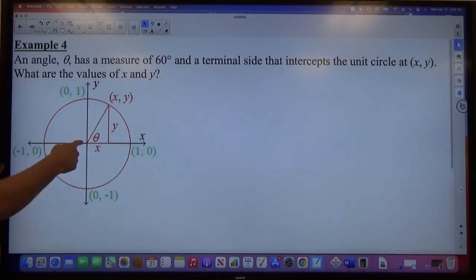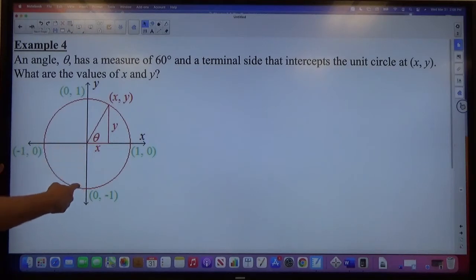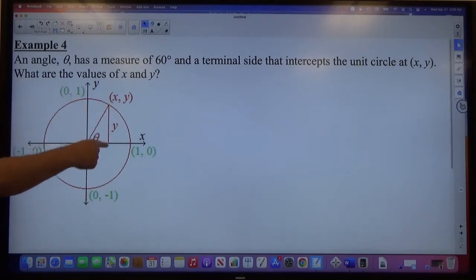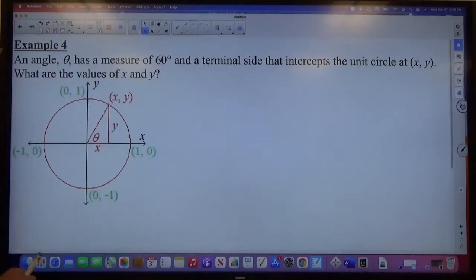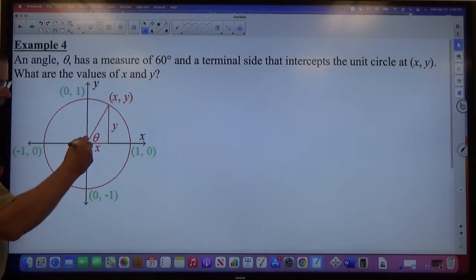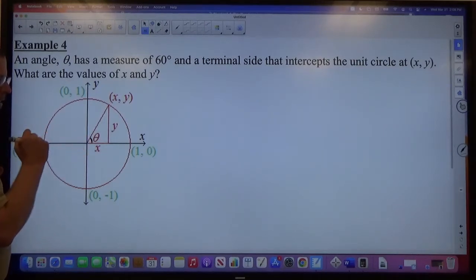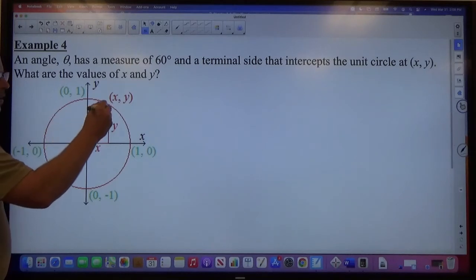If I go straight up, I'm at 0, 1. If I go straight left, negative 1, 0. Straight down, 0, negative 1. Every single point along the edge of this circle is going to have a radius of 1. So if I'm looking at this triangle they've given me, it says angle theta has a measure of 60 degrees. So this is a 60-degree angle right here. And they're curious about this point right here that's on the edge of the circle.